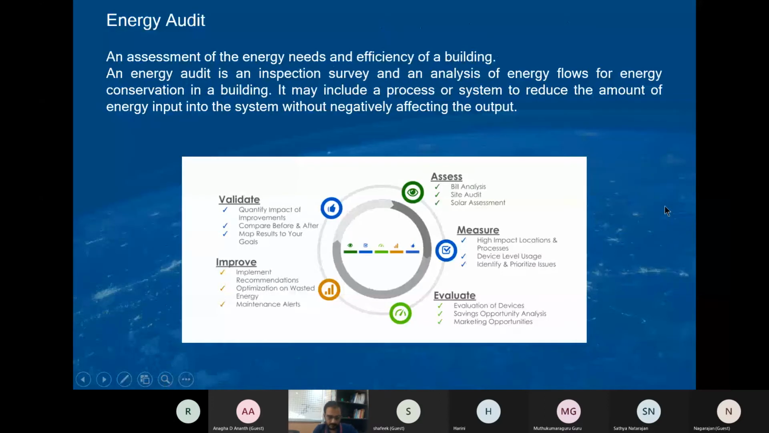Energy audit. Power crisis is the big brain twister of India. Over 10 million people in India still have no access to electricity. In such circumstances, there is only one way to meet our energy demand, that is energy conservation, which is done by energy audit or better energy management.